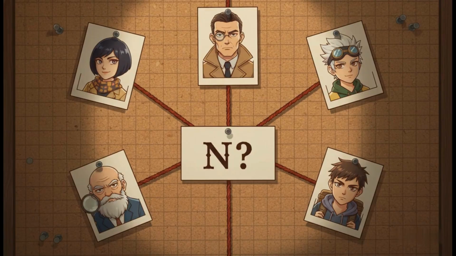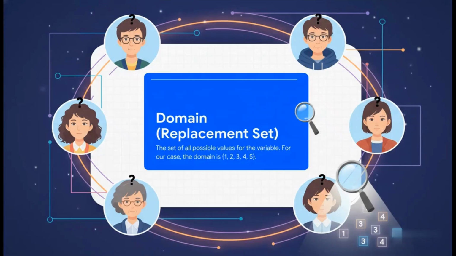Every good detective needs a lineup of suspects. We can't just go around accusing every number out there. So we've got to narrow down the field to a small, manageable group of numbers we're interested in. In algebra, this list of suspects has a name. It's called the domain, or sometimes the replacement set. For this particular case, our domain is super specific, just 5 numbers: 1, 2, 3, 4, and 5. Our culprit has to be on this list somewhere.